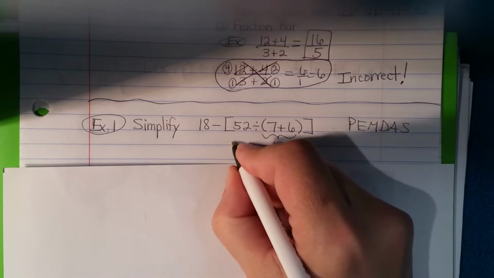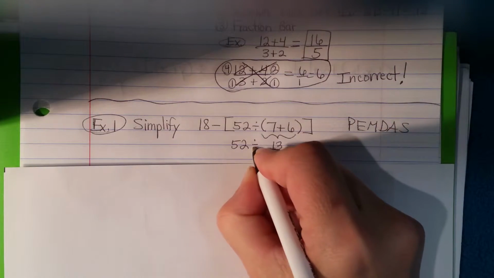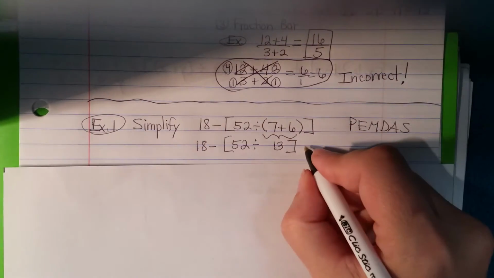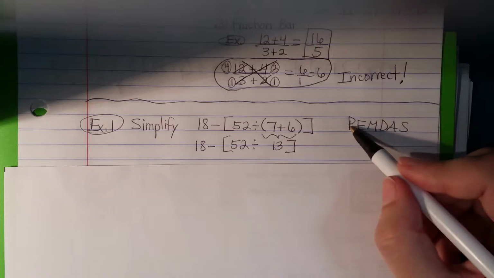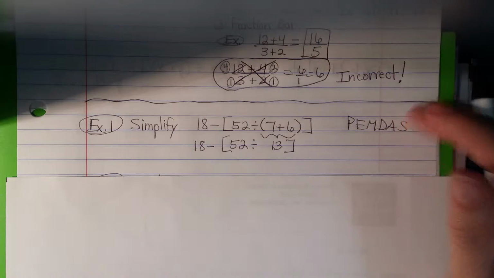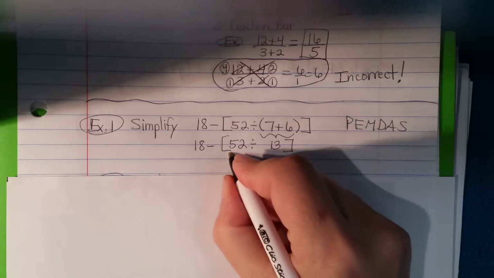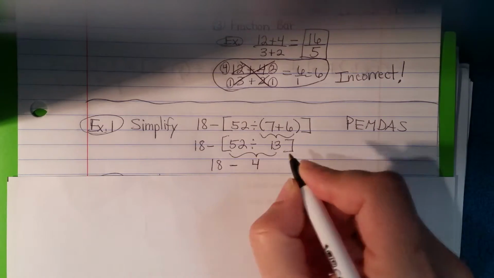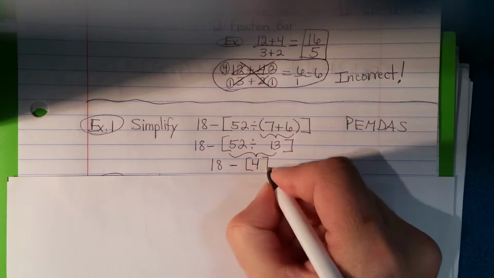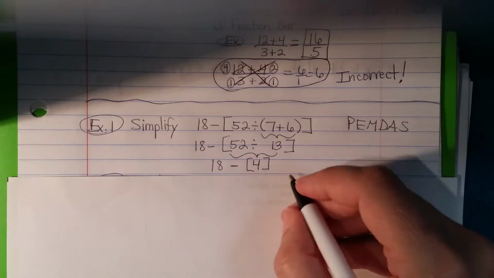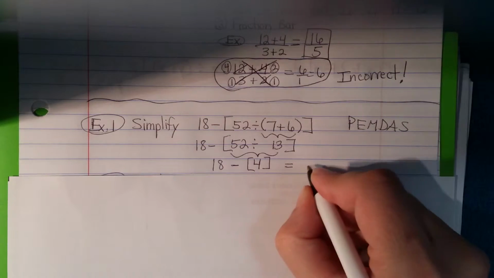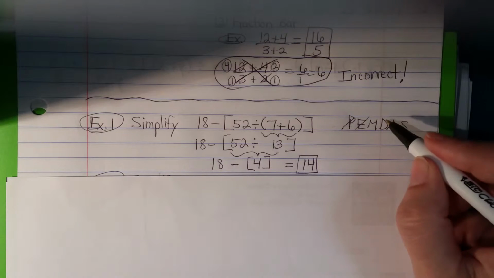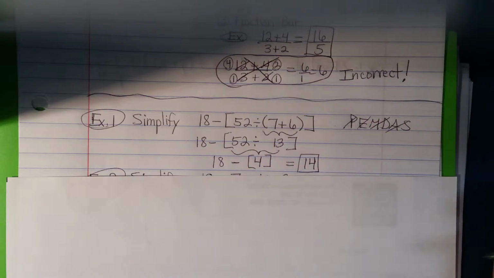You get 13. Then I'm going to rewrite. Okay, but I'm still on the P, so 52 divided by 13 is 4. And 18 minus, this is what's left. I don't really need to put these brackets here, but 18 minus 4 is 14. So that took me through this whole process.